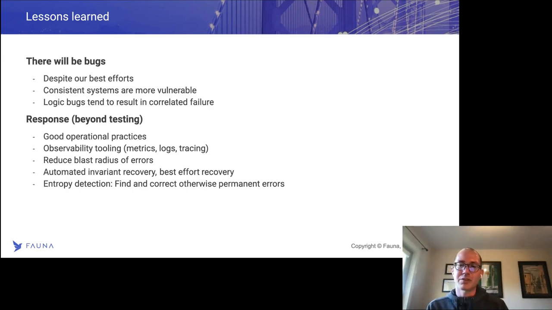And again, the last thing I'll say is entropy detection. That was something that I think was popularized by Dynamo and Cassandra, but this notion that there's always the potential for permanent failure. So it's important to build functionality to detect that, report it, and then ideally correct it as best you can, in an automated fashion.